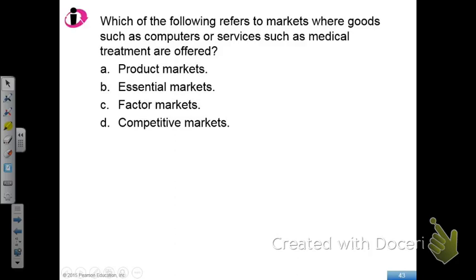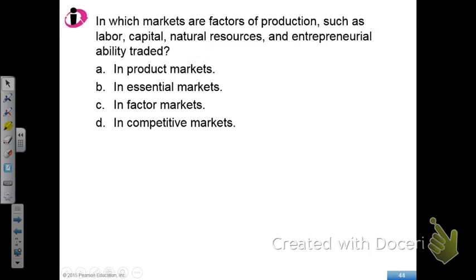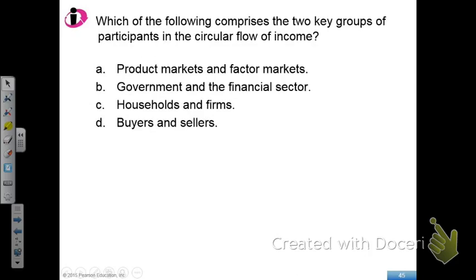Let's look at the next one. Oh, this is the same one, right? I apologize. Okay, this one. This is a simple question. You are talking about factors of production. They are obviously all traded in a competitive market called the factor markets, right? Let's look at the next one.